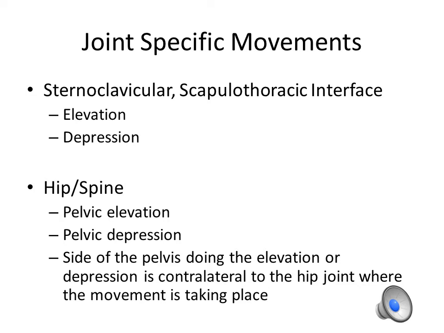Elevation at the sternoclavicular joint is the superior movement of the clavicle in the frontal plane that occurs at the SC, or the sternoclavicular joint. Imagine your clavicle as a pen, and the tip of the pen is attached to the sternum, or your breastbone. Elevation is where the end, or the eraser end of the pencil, raises superiorly.